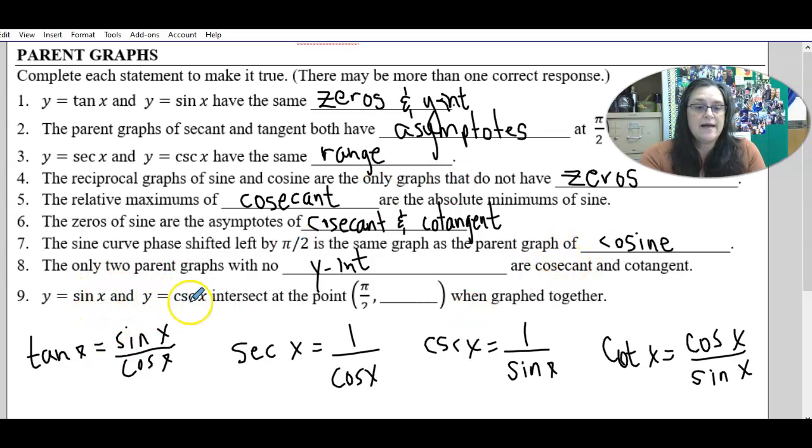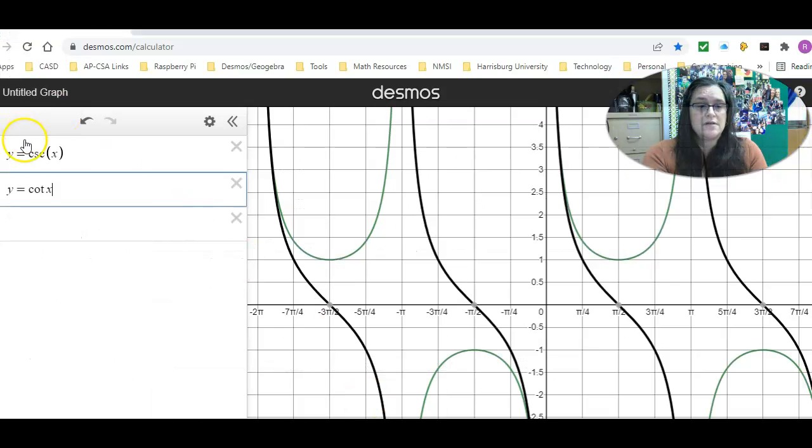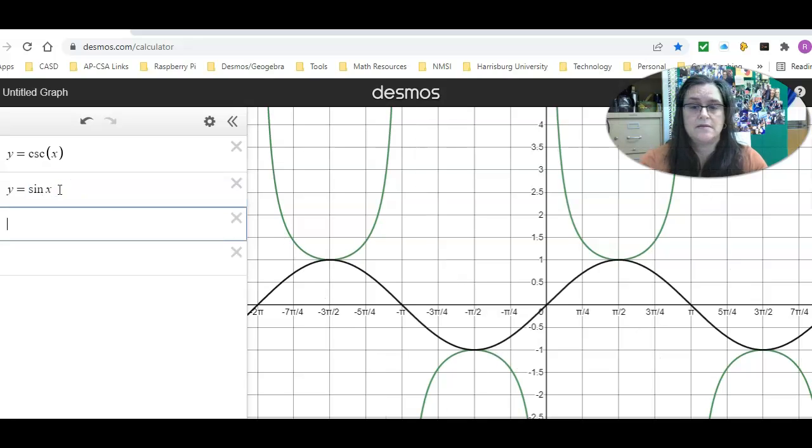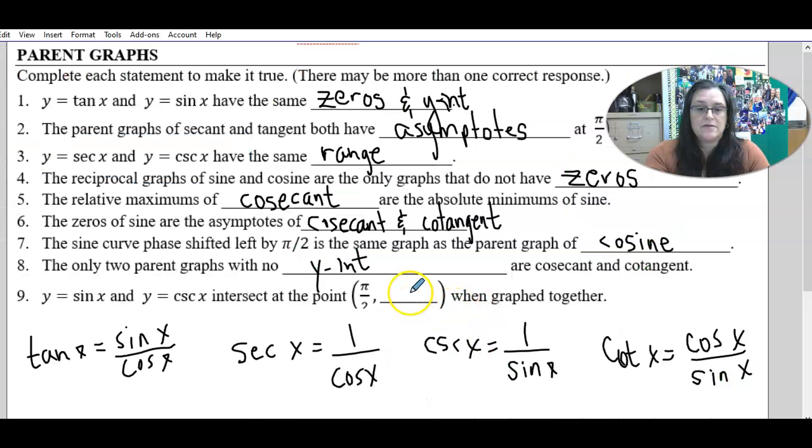Then number 9, sine and cosecant intersect at the point pi over 2 comma blank when graphed together. So when we graph sine and cosecant, we see here at pi over 2 comma 1, those 2 graphs intersect. So the point is pi over 2 comma 1.